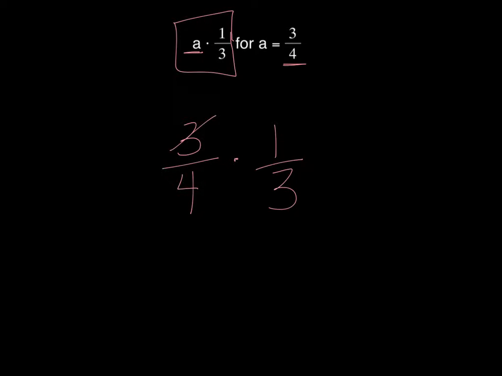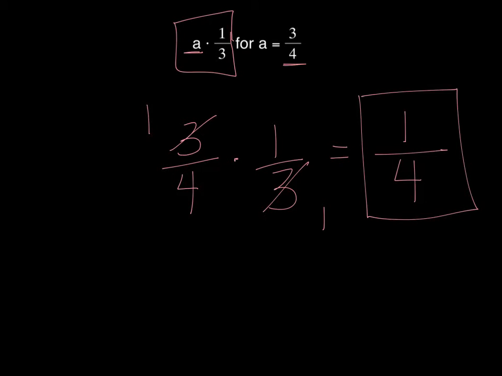So I can divide by 3, and I would get 1s. That's about it. So my answer is 1 times 1 over 4 times 1, or 1/4. That would be simplifying my expression.